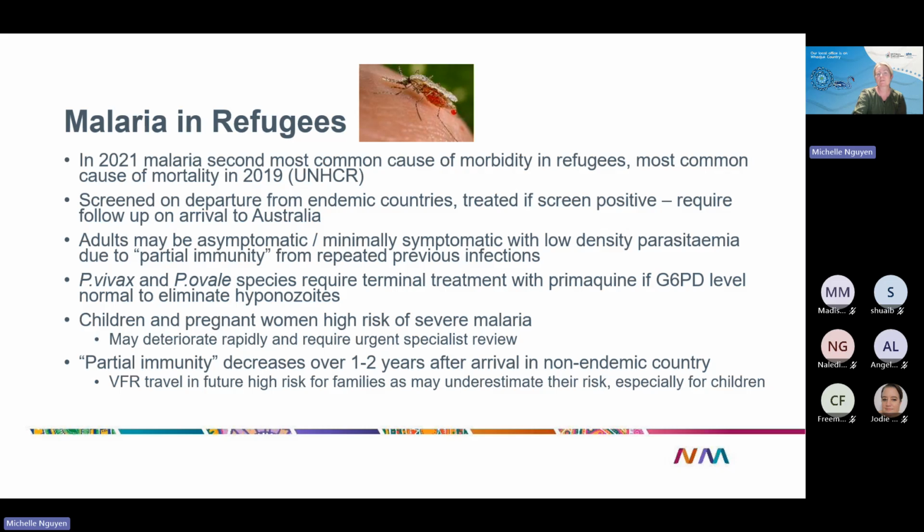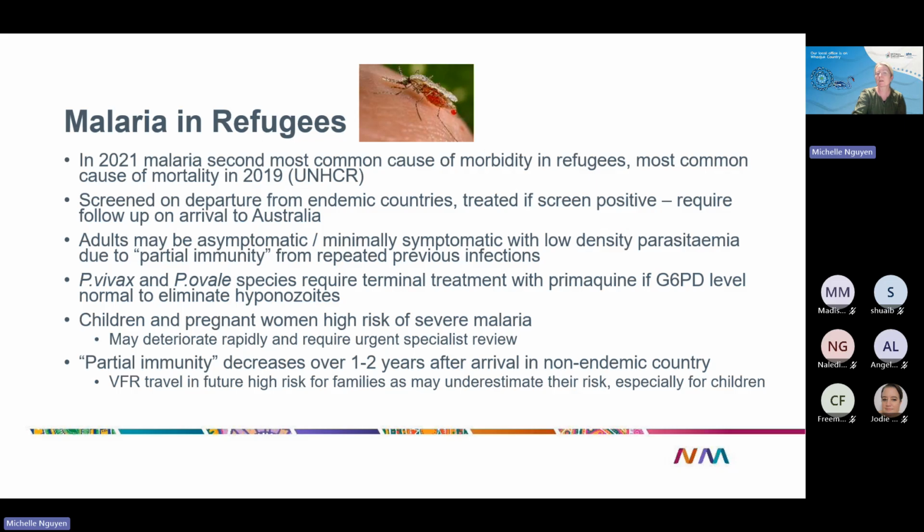Adults can often be asymptomatic or minimally symptomatic because they have these low density parasitemias due to partial immunity that they've developed from repeated previous infections. So it's quite common for people to tell us that they've had malaria multiple times in the past. And for adults, that does induce this partial immunity, which means they don't usually get terribly sick from it when they have it repeatedly. P. vivax and P. ovale species, as already mentioned, require that terminal treatment with Primaquine, as long as their G6PD level is normal, to eliminate the hypnozoites that hang out in the liver.